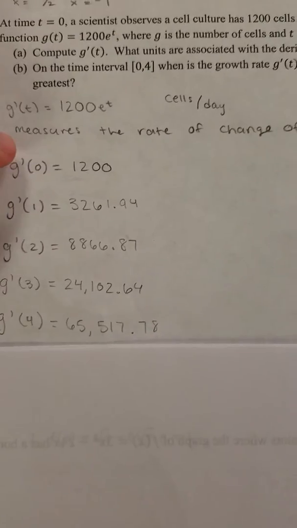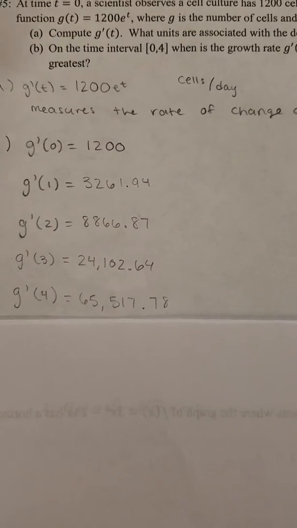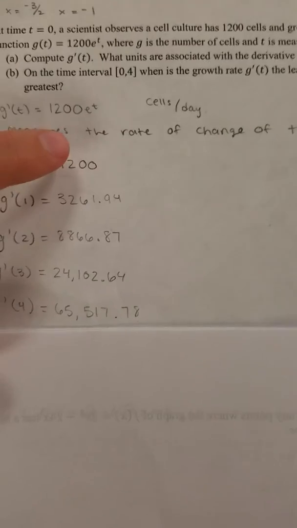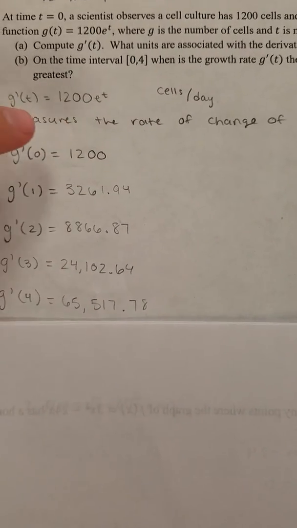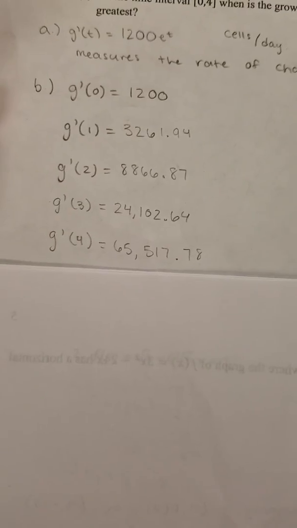So we know that since 0 is the beginning of the interval, it's the smallest number that you can put into t. That's going to be the least, and then 4 is going to be the greatest because that's the biggest. And yeah.